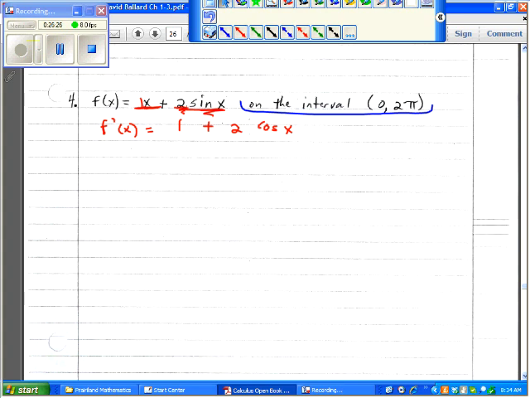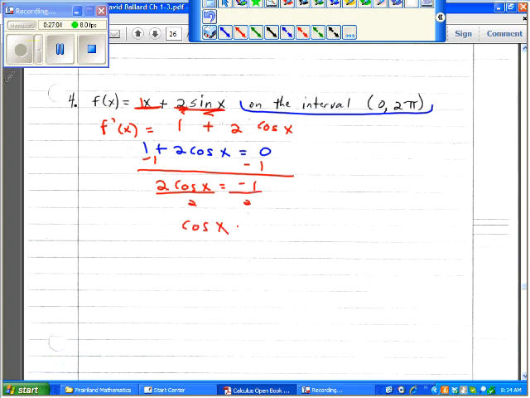So there's the derivative. Now, to find the critical numbers, what do we do? We set it equal to 0. So we'd have 1 plus 2 cosine x is equal to 0. Now we need to isolate the cosine x and then think the cosine of what is what. Okay? So we're going to get the junk off of cosine x. So we're going to subtract 1. So we're going to have 2 cosine x equal negative 1. Divide by 2, we're isolating cosine x. So we have cosine x is equal to negative 1/2.